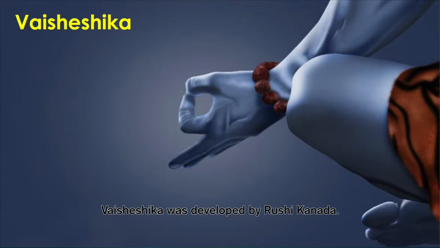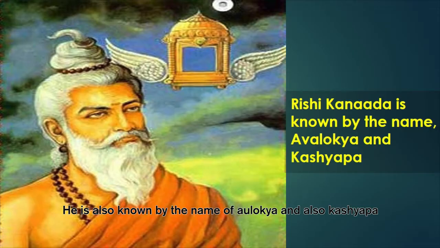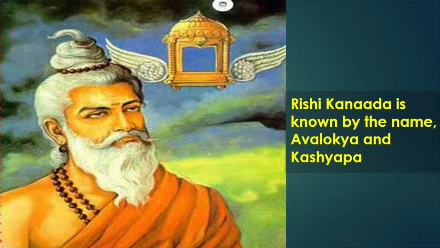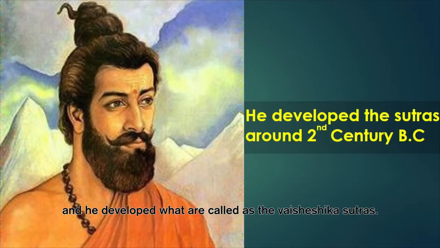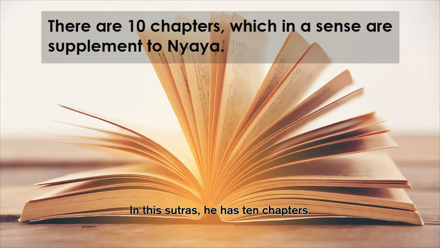Vaishesika was developed by Rishi Kanada. He is also known by the name of Aulokya and also Kashyapa. And he developed what are called the Vaishesika Sutras, probably around the 2nd century BC. In these sutras, he has 10 chapters, which are also called books. In a sense, Vaishesika is a supplement to the Nyaya.